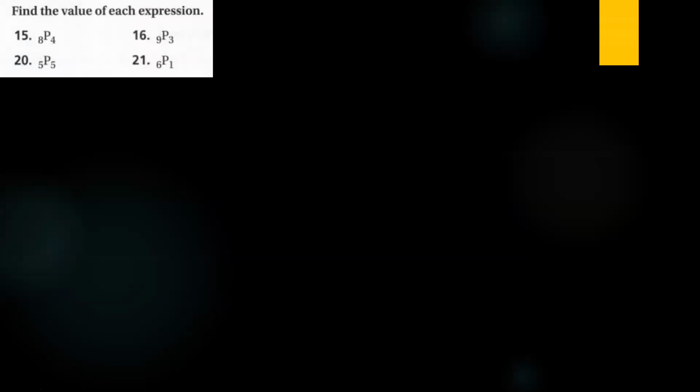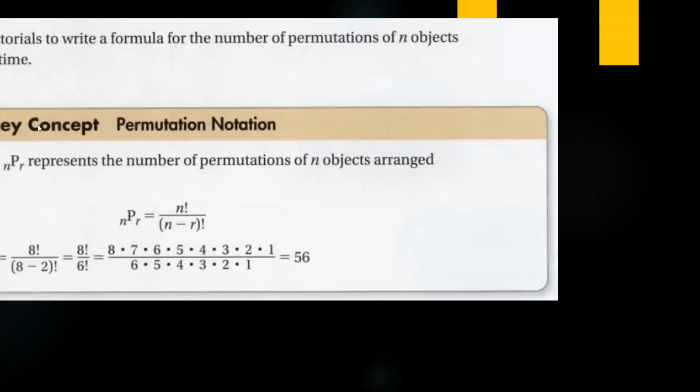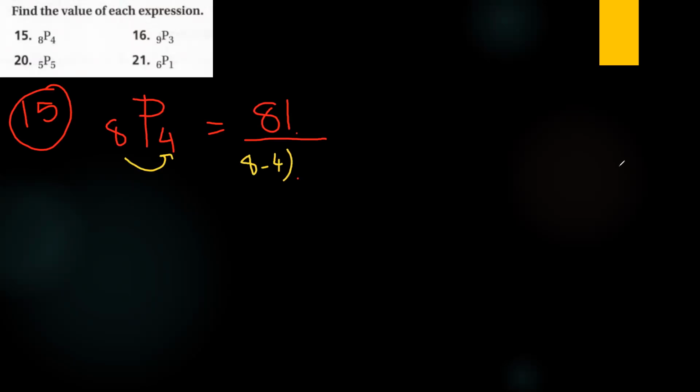Now in number 15 here, permutation of 8 from 4. How do you solve it? You have to say it is 8 factorial over what? Who can help me? 8 minus 4. Minus the maximum minus the minimum. So it will be 8 factorial over 4 factorial.